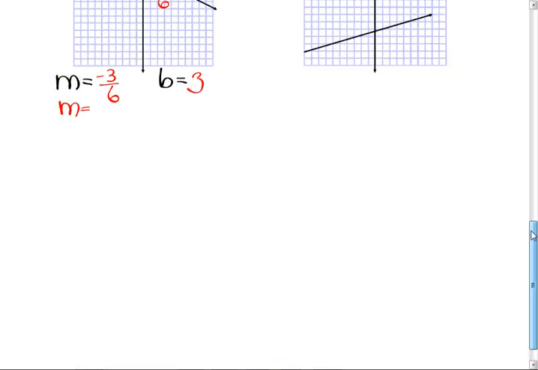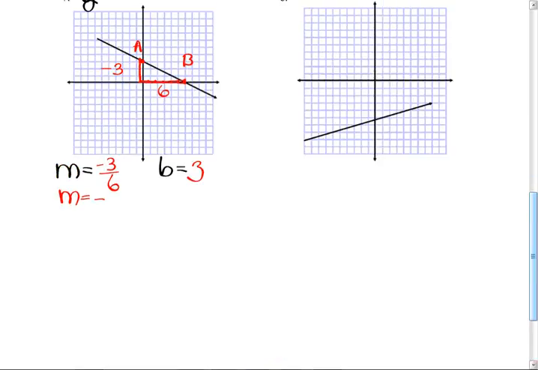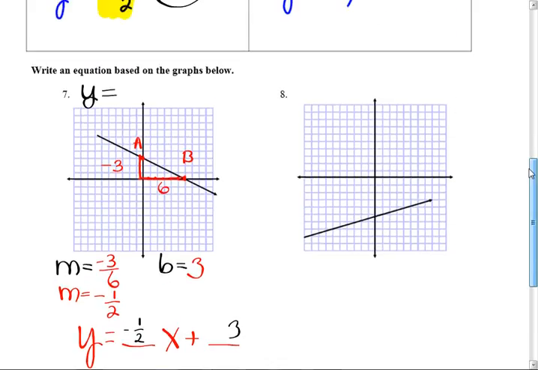What's the equation then, Chris? Y equals something times x plus something. What's the, for -1/2? And the intercept is 3. Question. X first. It's alphabetical. That's how I remember. It's alphabetical. Okay.